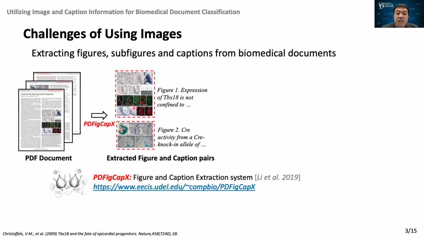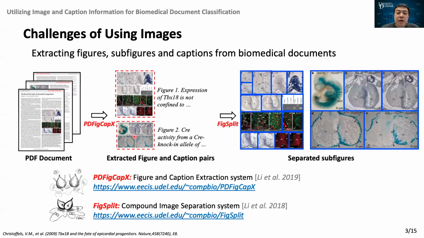Another challenge toward utilizing figures is the abundance of compound images consisting of multiple types of panels. To use the image information from each individual panel, we use the compound image separation system, FigureSplit, that was developed by our group as well, for separating compound images into their constituent panels. Both of our systems are publicly available online for use.